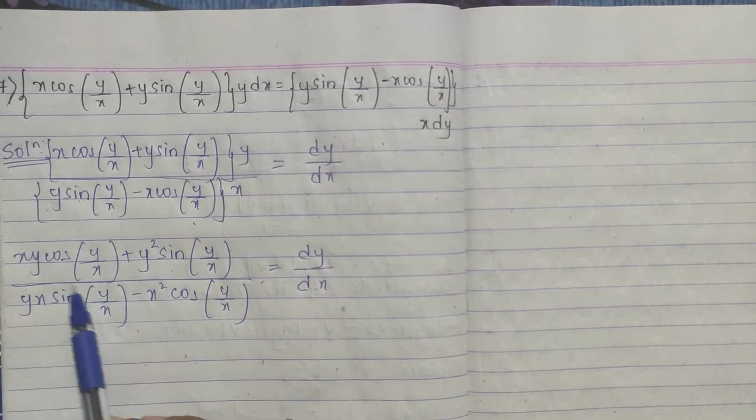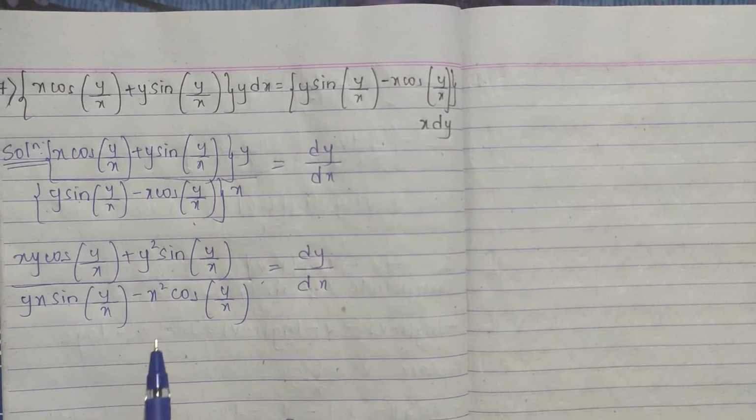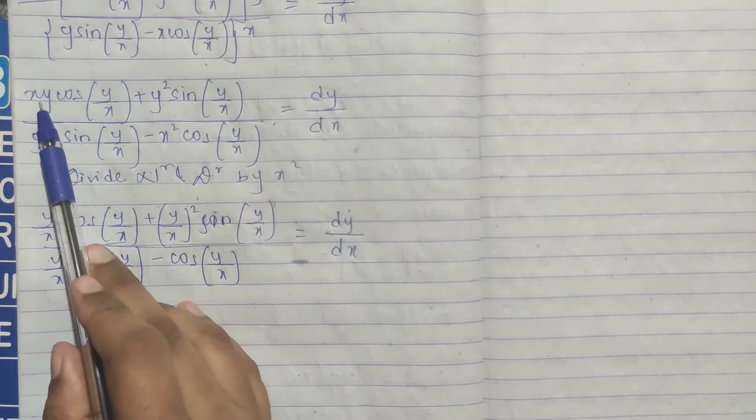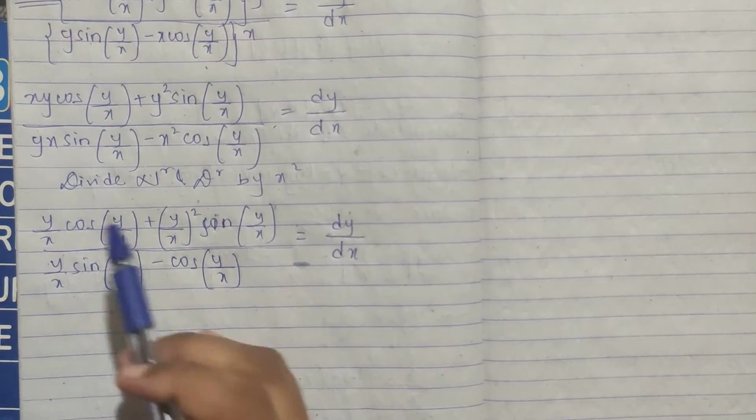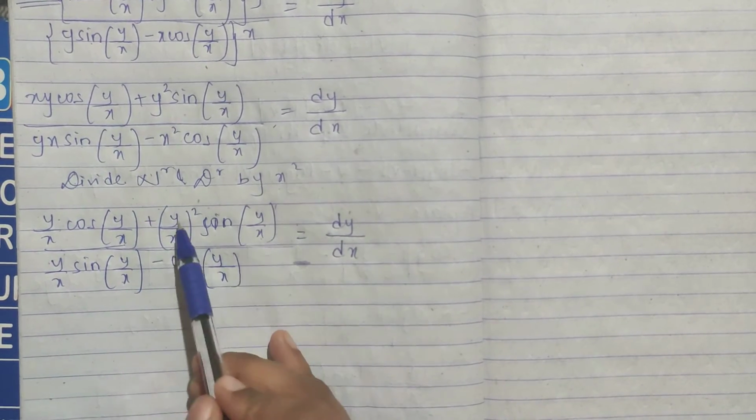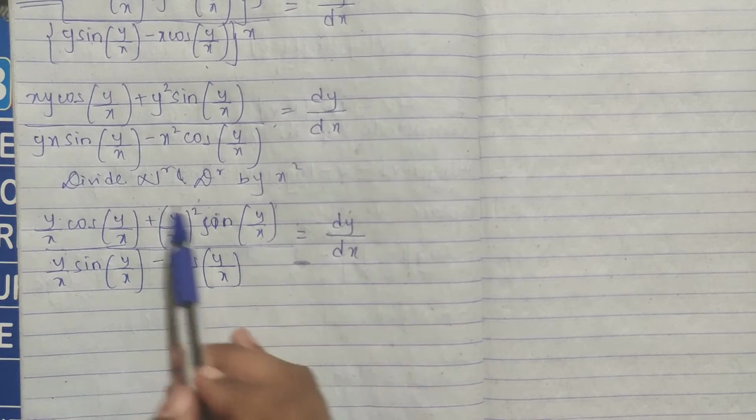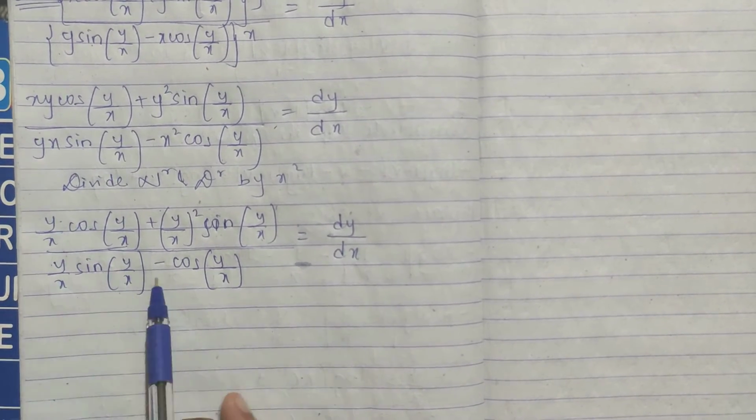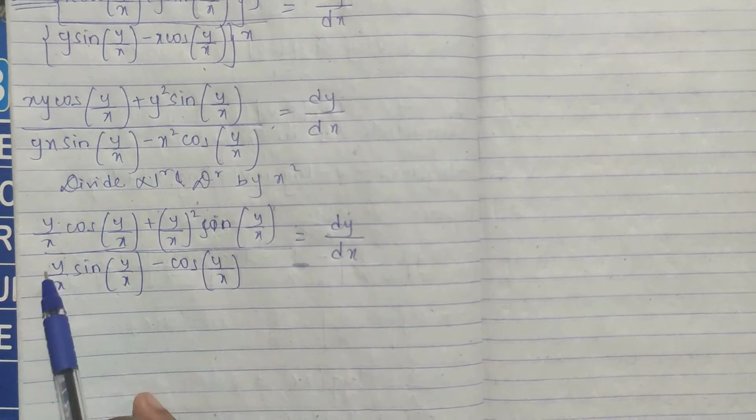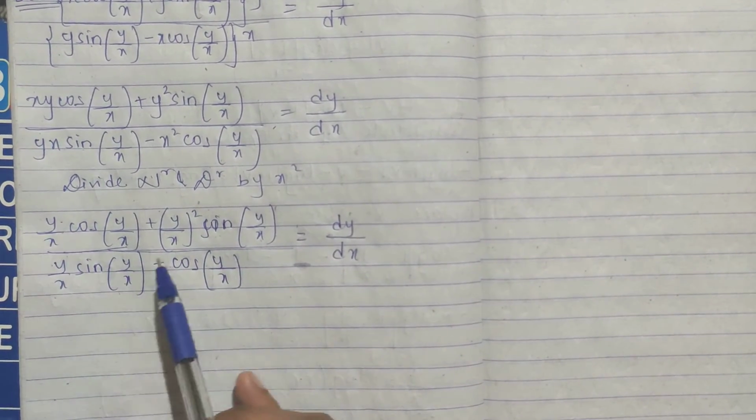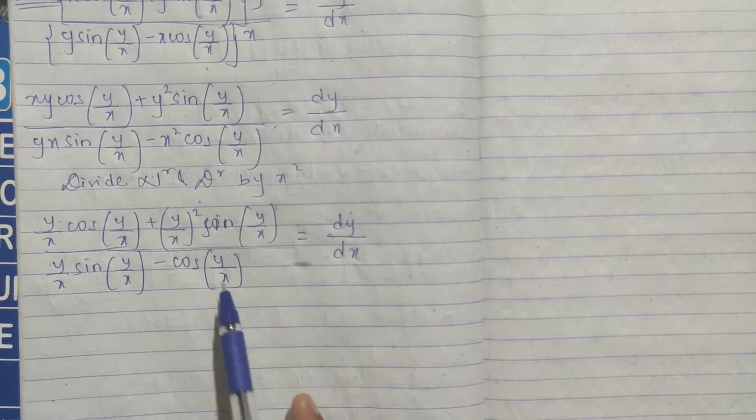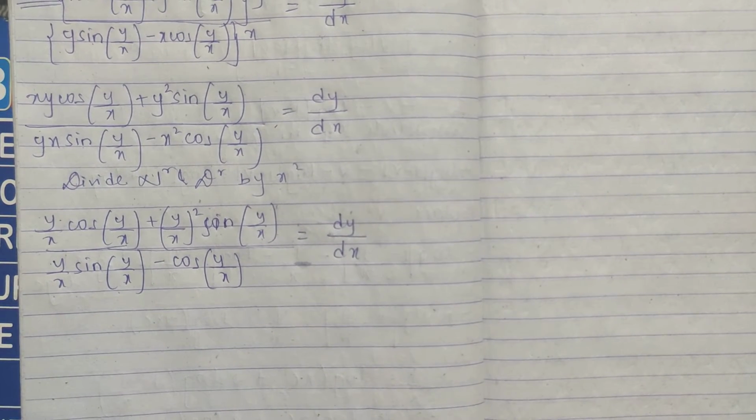So to get y by x, you have to divide the numerator and denominator by x square. Dividing numerator and denominator by x square, here xy divided by x square, the x gets cancelled, so it will be y by x cos y by x plus y by x whole square sin of y by x. Similarly, dividing the denominator part, yx divided by x square, one x gets cancelled, again you will be left with y by x sin of y by x minus x square divided by x square, this x square gets cancelled, so you will have cos of y by x equal to dy by dx.